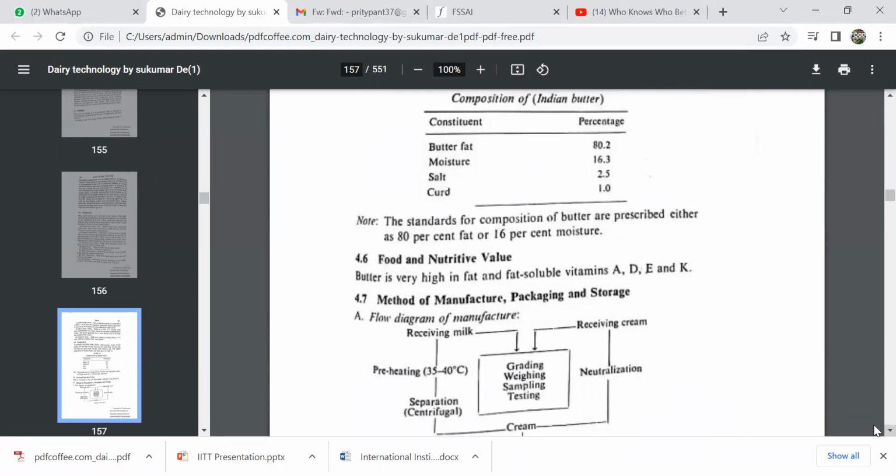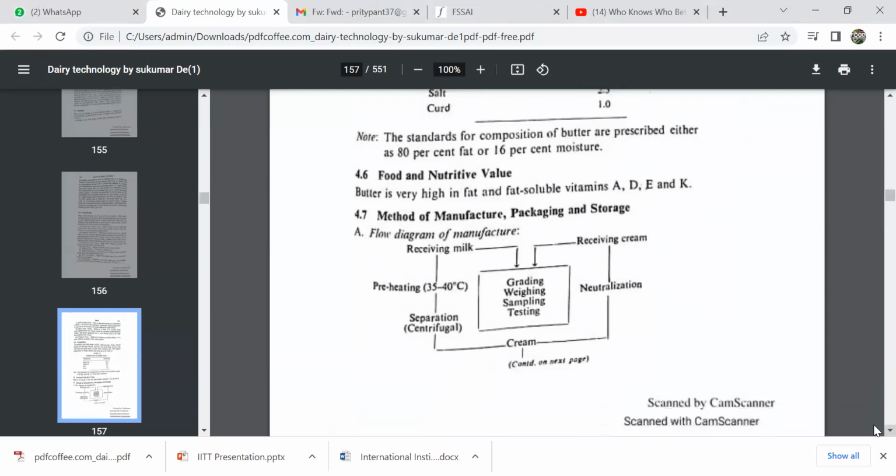composition की. If we talk about the food and nutritive value, as we know that butter has a high fat content. It is a fat rich product. So it has a good amount of fat soluble vitamins, which are A, D, E, and K. So it is all about the definition, the classification, and composition and nutritive value of butter.